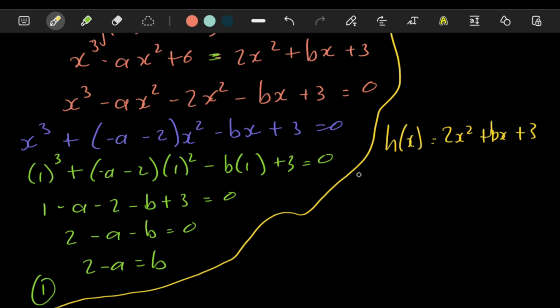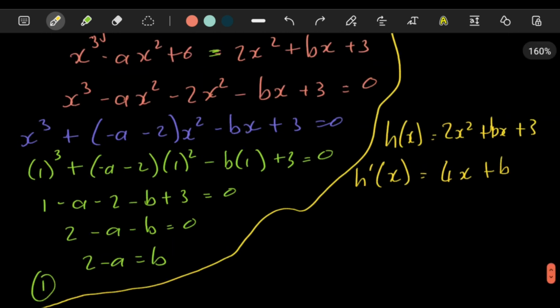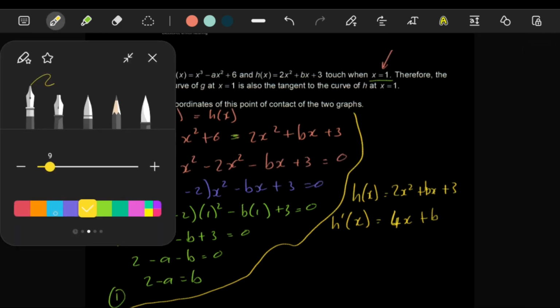So let's get its gradient equation. Its first derivative is going to be 4x plus b, because 1 times b is b, 1 minus 1 is 0, and then the derivative of a constant just falls away. So this is the gradient equation of the curve. And we know that the gradient of the curve is always going to be the gradient of the tangent at the point where they meet.